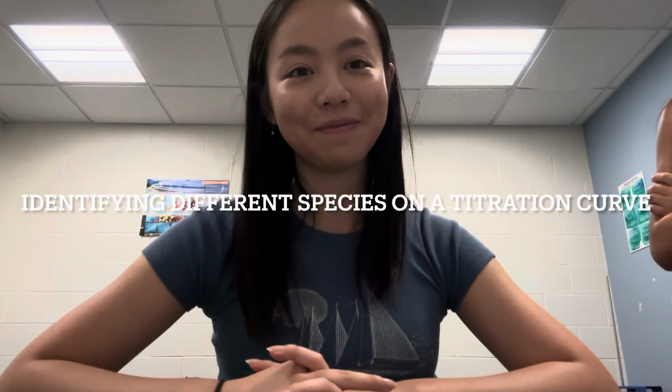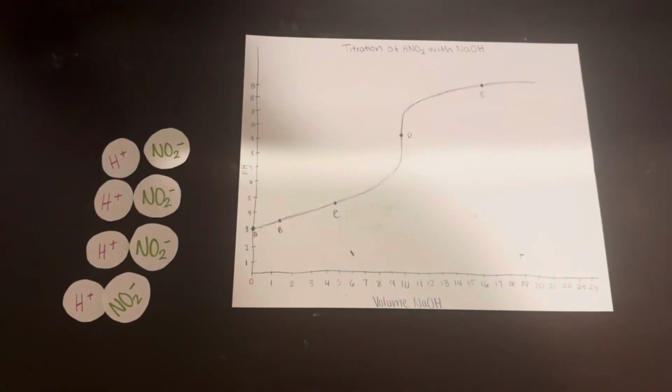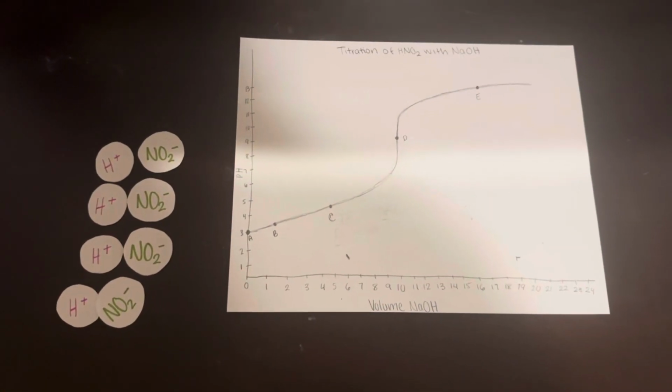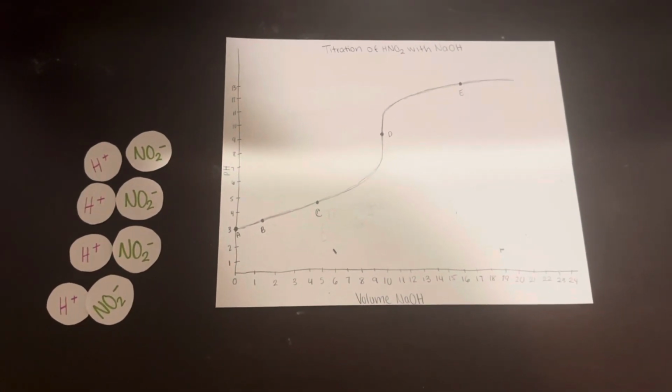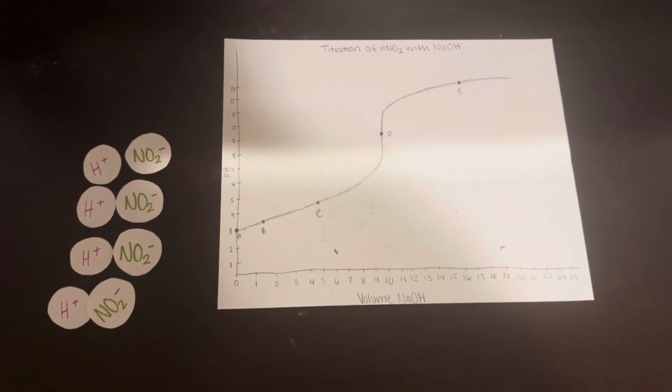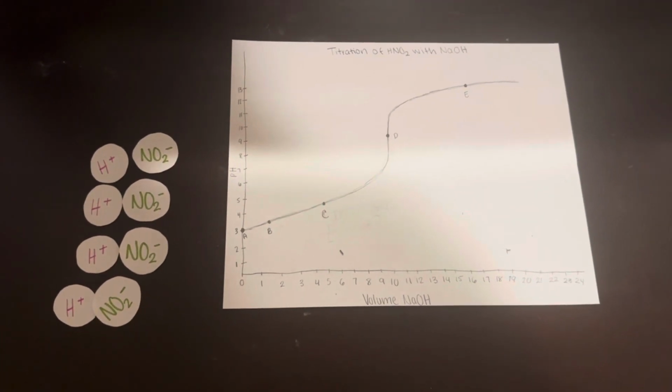So today, I'm going to be identifying different species on a titration curve. In this example, we are titrating a weak acid, HNO2, with a strong base, NaOH. At the initial point of the titration, the only species present will be the weak acid, HNO2.